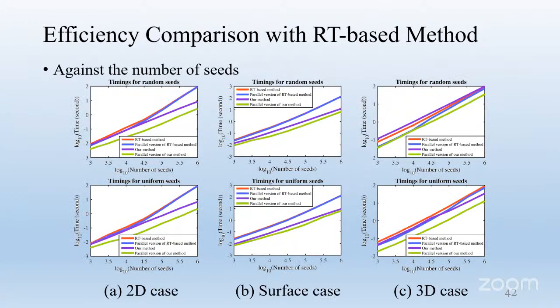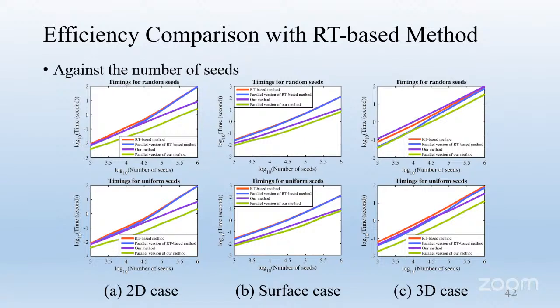Finally, we compare the computation time of the regular triangulation-based method, our method, and their parallel versions against the number of seeds. The first row shows the test results when the seeds are randomly generated on different domains, and the second row shows the results when the seed locations are uniform.